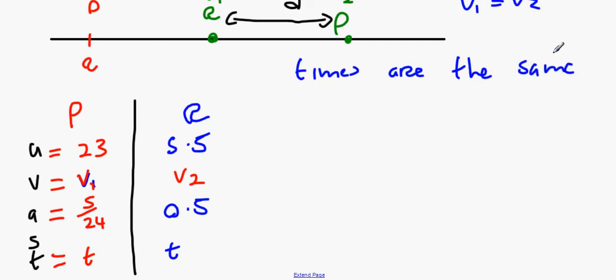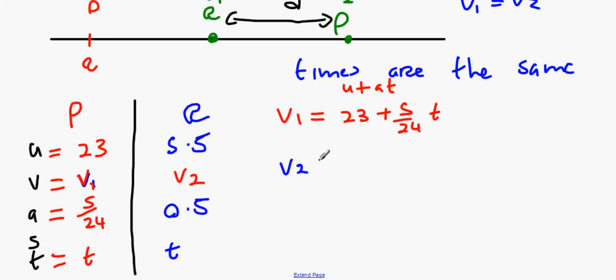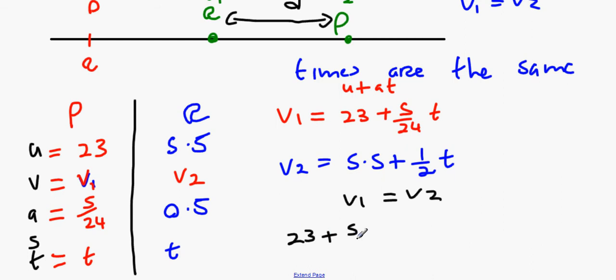Okay, so let's start off with V1 and V2. V1 ends up to be U plus AT. Going to use U plus AT here. So we're going to get 23 plus 5/24t. Next we're going to get V2, and that equals 5.5 plus a half t. So V1 equals V2, and what this makes is 23 plus 5/24t equals 5.5 plus a half t.